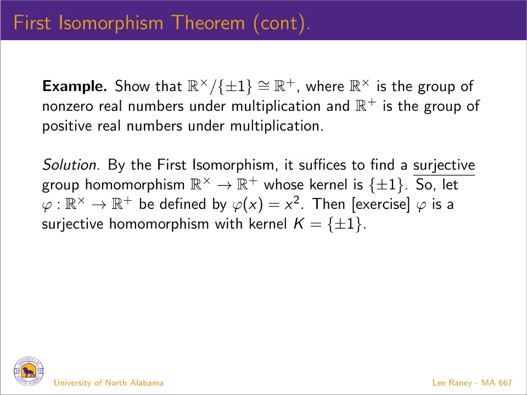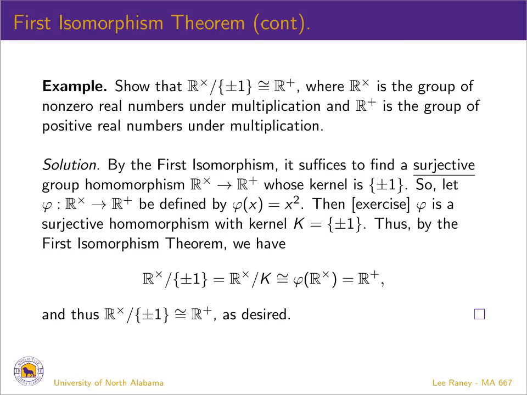All right, so let's see if we can come up with a map. Define a map phi from R cross to R plus by phi of x is equal to x squared. There are several maps that will work. If you define phi of x equals x squared, you can show that phi is a surjective group homomorphism with that desired kernel.